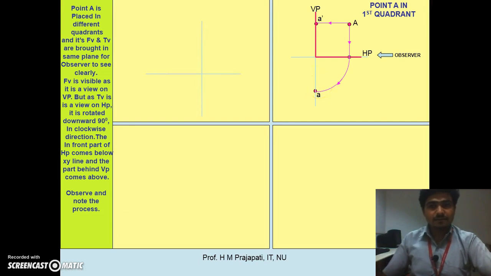Now take a second case, when the point is in the second quadrant. For the second quadrant, point A is above HP and behind VP. Now if the observer observes from the same location for the front view, at that time we assume this vertical reference plane as transparent. So we get a back projector for the front view over here. And the notation for the front view is A dash. Again I am repeating, the front view shows the location of point A from HP.